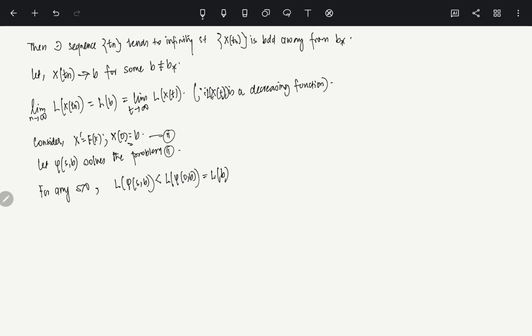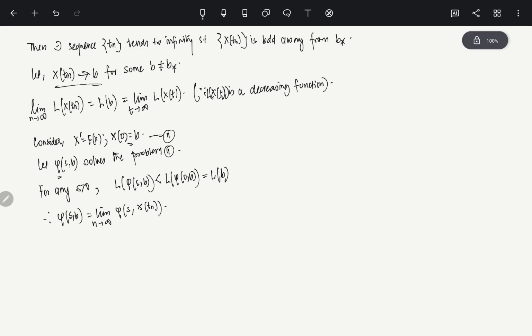Is it okay? Again, if you look at this, see, phi solves this problem, so phi is continuous. Okay, therefore phi of s, b is nothing but the limit as n tends to infinity of phi of s, x of Tn. I can write it like this. See, x of Tn converges to b. Since phi is continuous, I can write it like this, right? Yes.